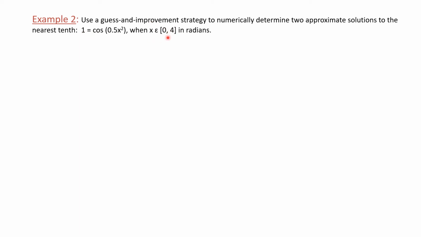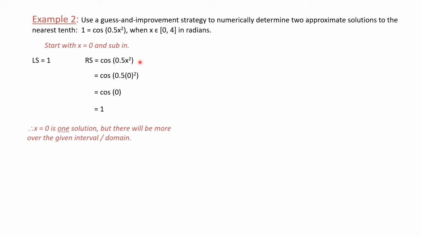So we have a restricted domain when x is between 0 and 4, including 0 and 4. So let's start with the first endpoint, x equals 0. We're going to sub that into the left side and the right side. The left side's a 1, easy. The right side is this equation here. Put in a 0, and we get cos of 0, and cos of 0 is 1. So we have found a solution already. x equals 0 is one solution, but there's going to be more in here.